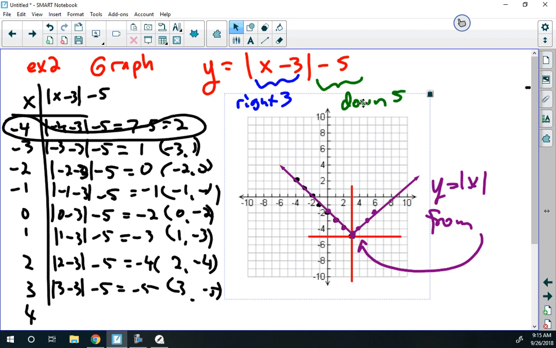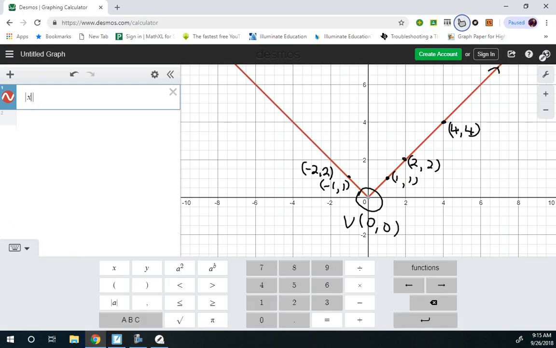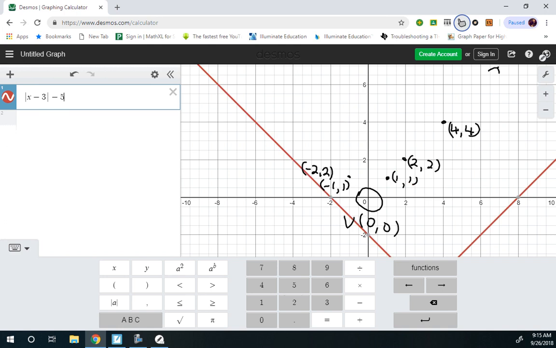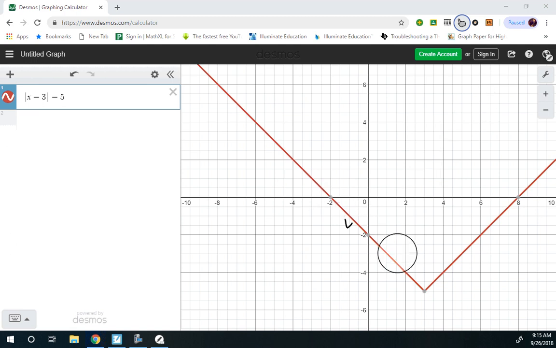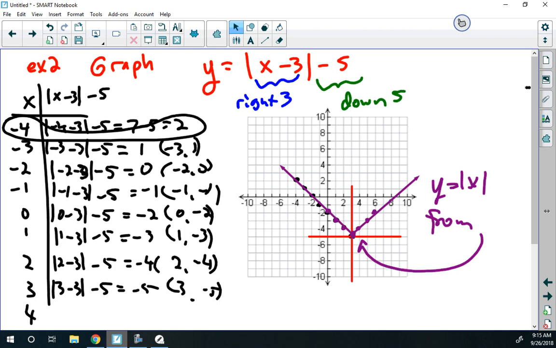Now, I know somebody out there doesn't believe me, so let's go ahead and look at it on Desmos. Absolute value of x, minus 3, and then minus 5 at the end. There it is. How's that compared to what we did? It's 3 right, it's 5 down. I think we did pretty good, huh? Are there any questions about example 1 or about example 2 or about this relative graphing?